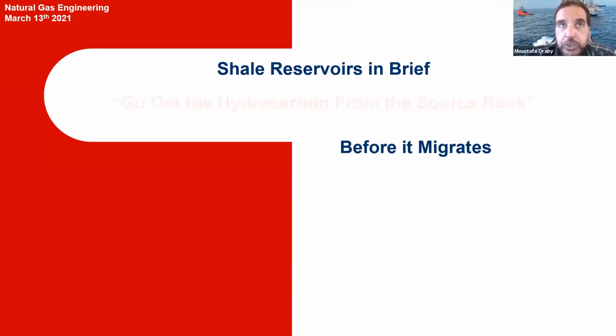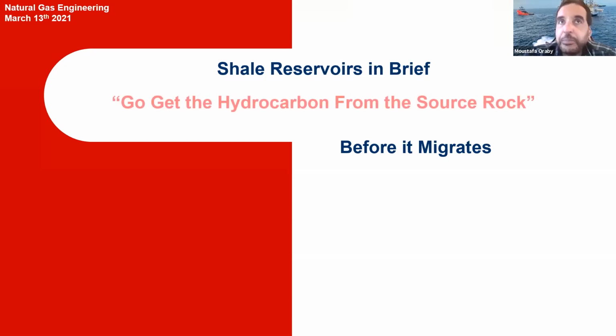In our conventional reservoirs, it actually happened millions of years ago, when the hydrocarbon was originally generated in the source rock. Then it left the source rock and migrated up. We looked at it in the previous lecture, and we found that almost 90% of the hydrocarbon that left the source rock is gone.